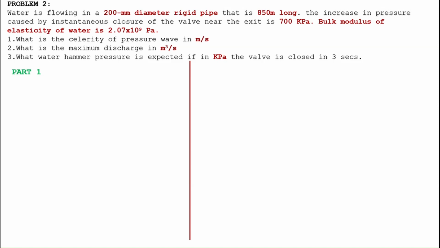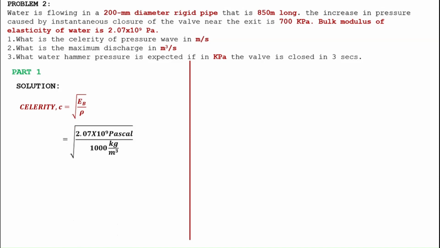For our solution to the first part of the problem, celerity has a formula of the square root of bulk modulus of elasticity over the mass density. Celerity is a velocity, therefore it will have the unit of meters per second. Substituting the values, square root of 2.07 times 10 raised to 9 pascals over 1000 kilograms per cubic meter, we will get celerity equal to 438.75 meters per second. For our solution to the second part of the problem, we will use the formula for discharge, which is equal to area times velocity.